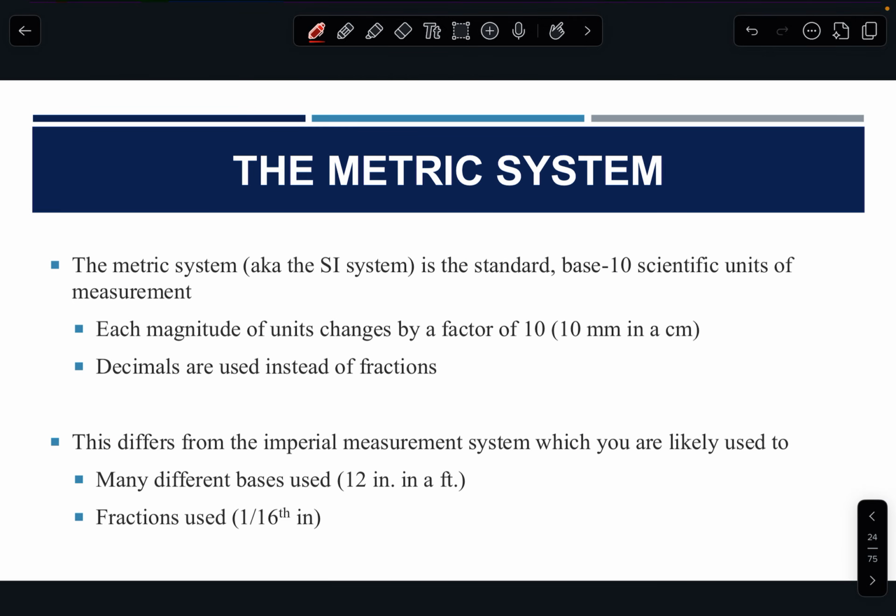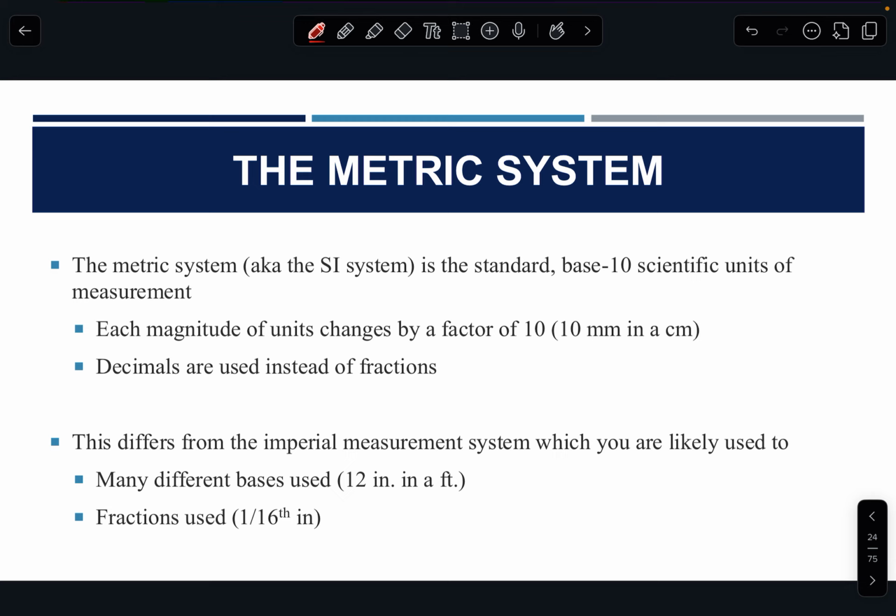We'll talk about physical measurements, and this is where we get into the metric system. Just a quick recap. The metric system is a base 10 system, which means that everything occurs in increments of 10. You have 10 millimeters in a centimeter, 100 centimeters in a meter, et cetera, et cetera.